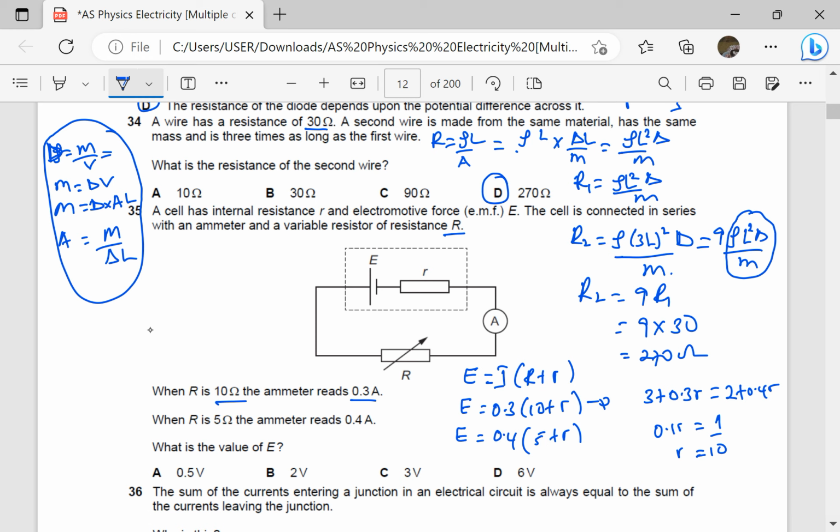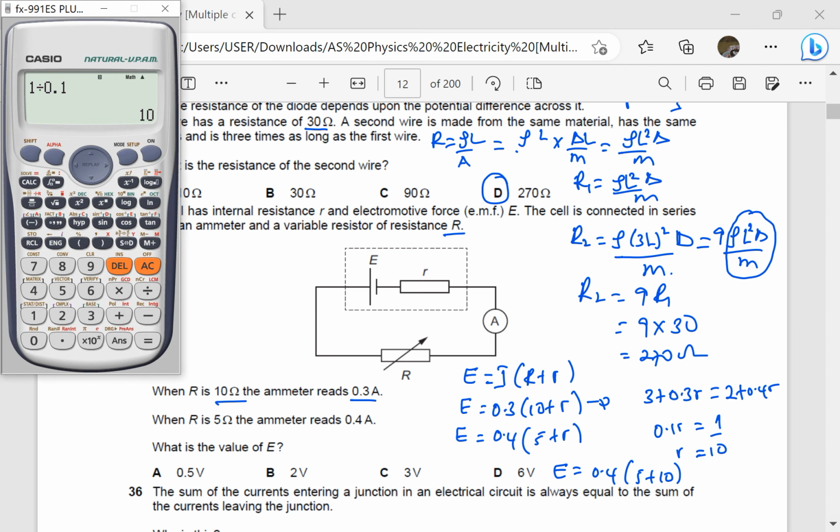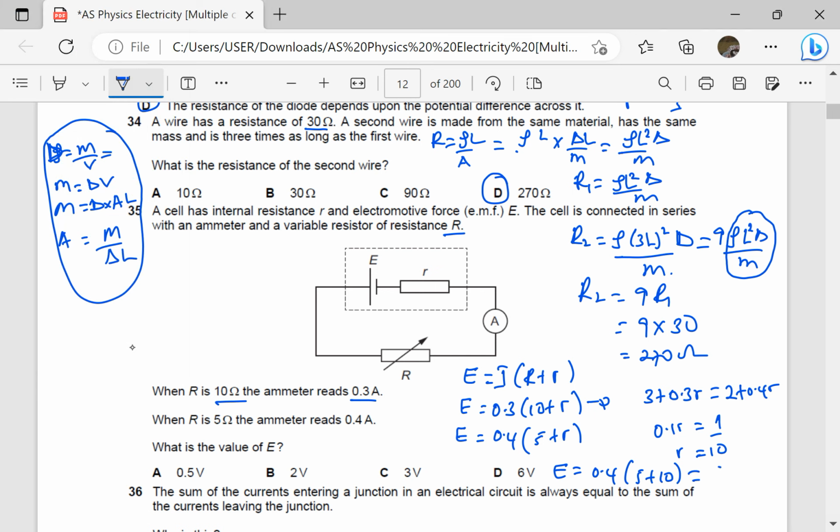I hope it is 10. Let me check the algebra again: 2 plus 0.4 times 10 is 6, and 3 plus 0.3 times 10 is 6. Okay, so small r is that. So let's now substitute small r in one of the equations. The e.m.f is going to be equal to, let's say, 0.4 into 5 plus 10. So that is 15 times 0.4, which gives us 6 volts. So this is 6 volts, and the answer is going to be D.